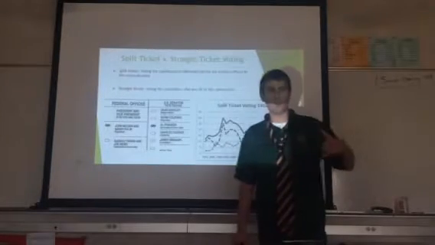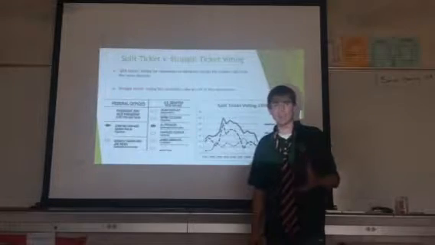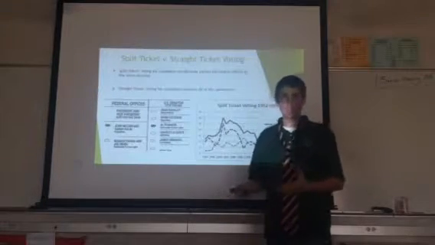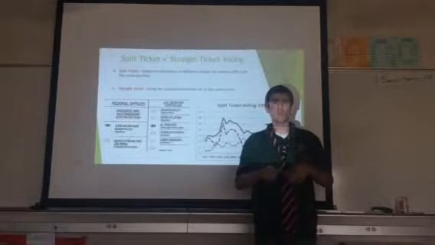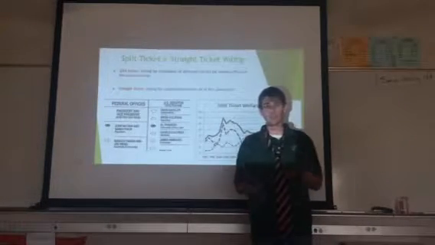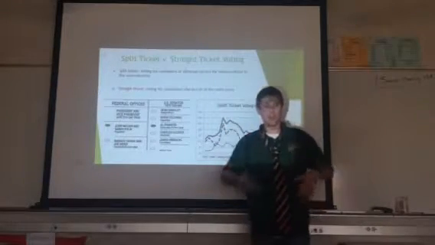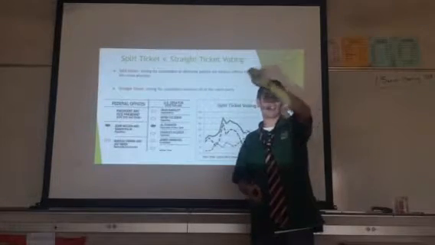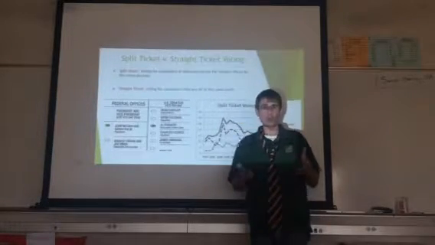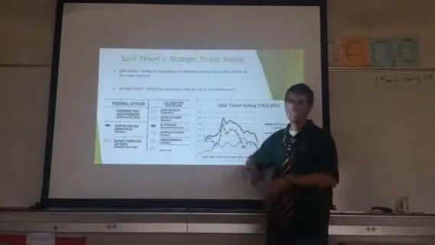Moving forward, the title I've got is split ticket versus straight ticket voting. Split ticket voting is when people vote for different candidates from different political parties. So, for example, if I am voting in the current election, I vote for the Republican Donald Trump, and then I also vote on the same ballot for our Democratic Congressman Mike Thompson. That is split ticket voting.